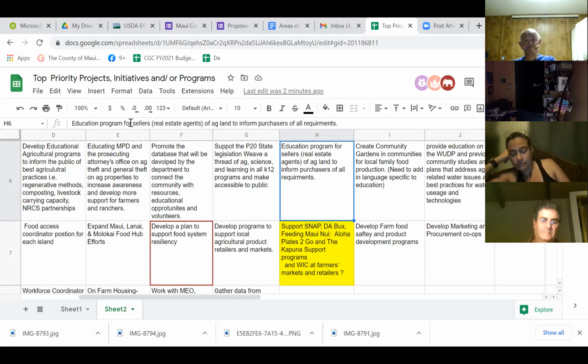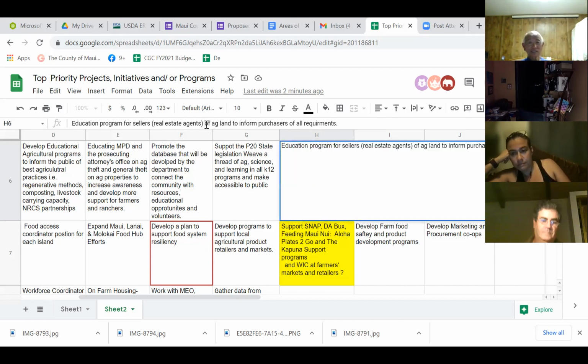So an education program for sellers, and I have parentheses, real estate agents. Require education program for sellers. Put it right at the very beginning.